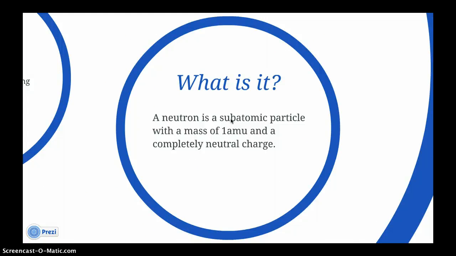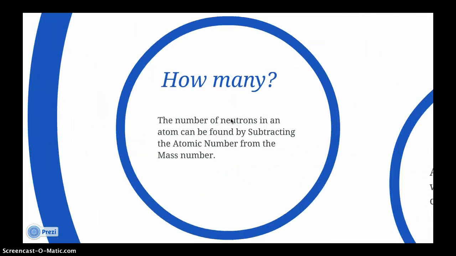A neutron is a subatomic particle that is stuck next to the proton, as I showed you before, but it has a completely neutral charge, with a mass of 1 AMU. So that means a mass of 1 AMU must equal 1 neutron. Therefore, if we want to find out the number of neutrons, we simply look at the atomic number of an element and subtract it from the atomic mass, thus leaving us with only the number of neutrons in an atom.